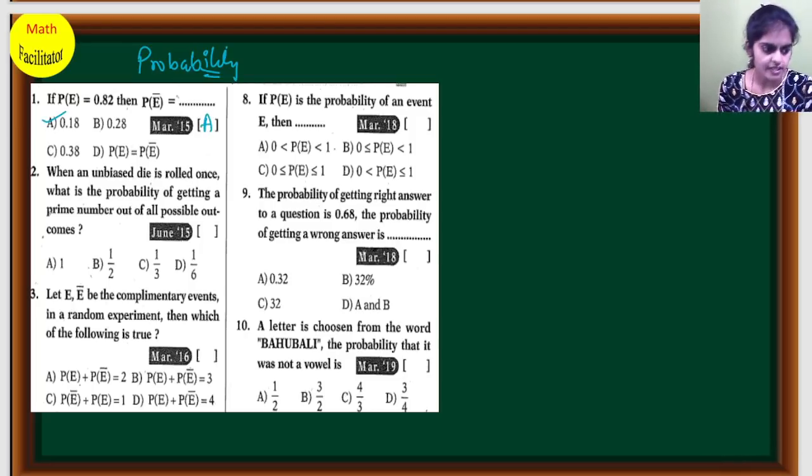When an unbiased die is rolled, what is the probability of getting a prime number out of all possible outcomes? So how many prime numbers do you have on the die? 2, 3, 5. So 3. And total outcomes are 6. So 3 by 6 is 1 by 2.